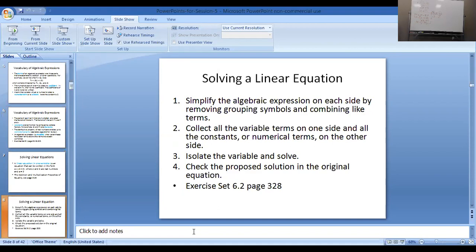Page 328, exercise set 6.2. Let's, for example, do number 14. Start simple. You see that? Number 14. It says 3x plus 8 is equal to 50.